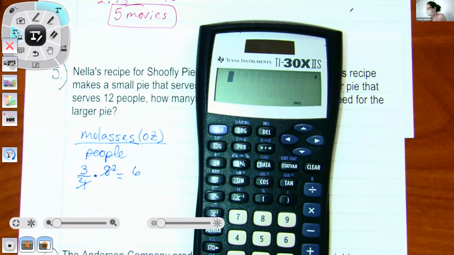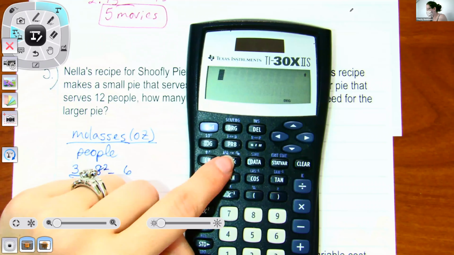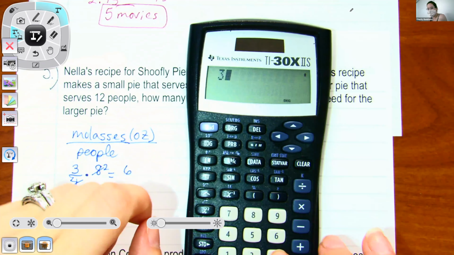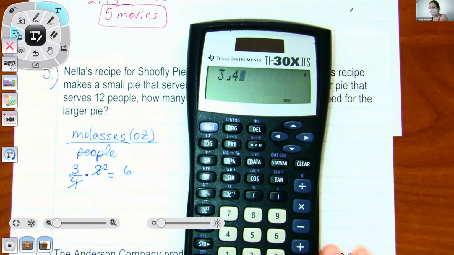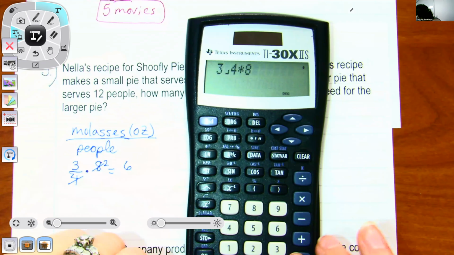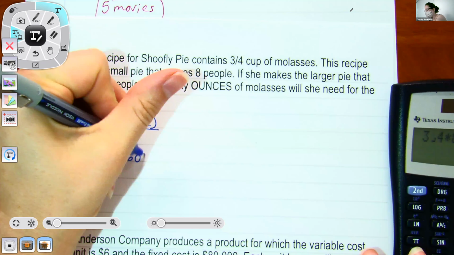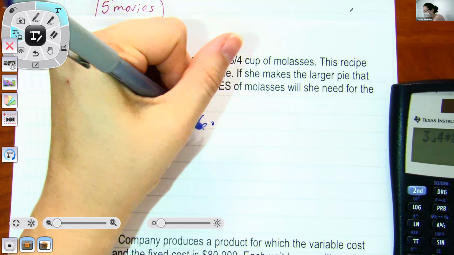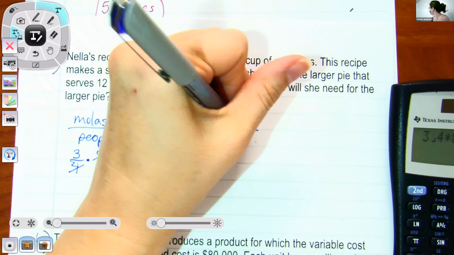So to put a fraction in the calculator, use this ABC button as your fraction bar. So put 3 ABC 4. That's 3/4. And then we can put times 8 equals 6. So 3/4 of a cup is equal to 6 ounces. So 6 ounces is for 8 people equals X ounces for 12 people.